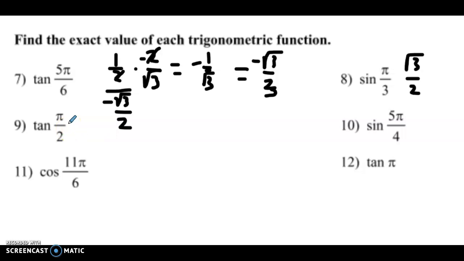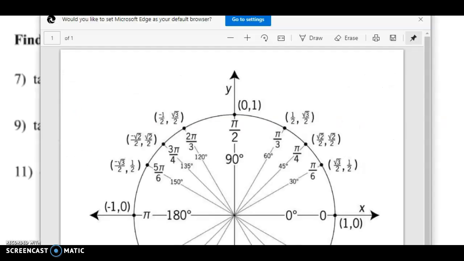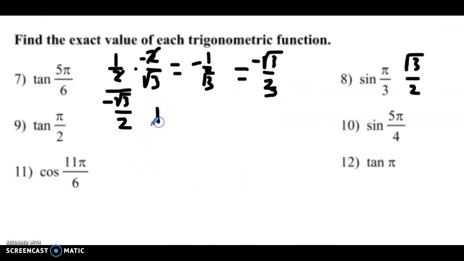All right, let's look at number 7, the tangent of pi over 2. So I'm going to look back at my unit circle. Pi over 2 is right here, right up there on the axis, and the tangent is the opposite over the adjacent. So it'd be the y value over the x, which is 1 divided by 0. And 1 divided by 0 gives us an undefined answer. So number 9 is undefined. Okay, hopefully that's enough to get you going on those.